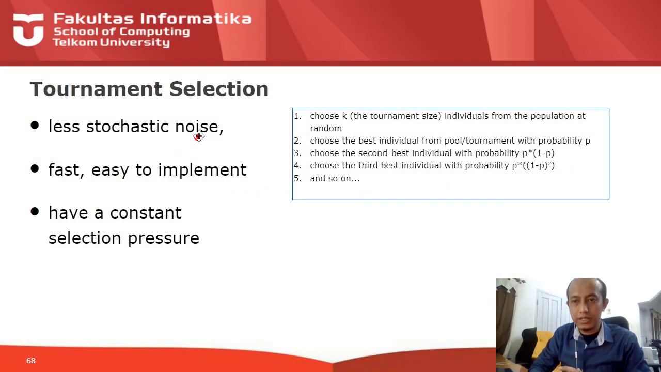For tournament selection, we first enter K, the tournament size, individuals from the population at random, and then choose the best individual from the tournament pool with probability P. We choose the best with probability P, and then choose the second best individual with probability P times (1 minus P). And then choose the third best individual with probability P times (1 minus P) squared, and so on.